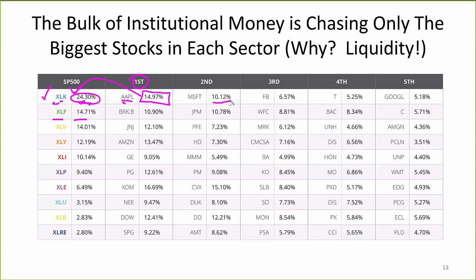Another 10% is represented by Microsoft, another 7% Facebook, and then you got AT&T and then Google, okay? And if you just go down the list, you got Berkshire makes up almost 11% of the financials, JP Morgan almost 11%, right? The one that I like, and this is kind of stealth, is you'll see XLY. This is a consumer discretionary sector. And what's the biggest one in there? Amazon, okay? And you'll notice the 5th biggest one is Priceline.